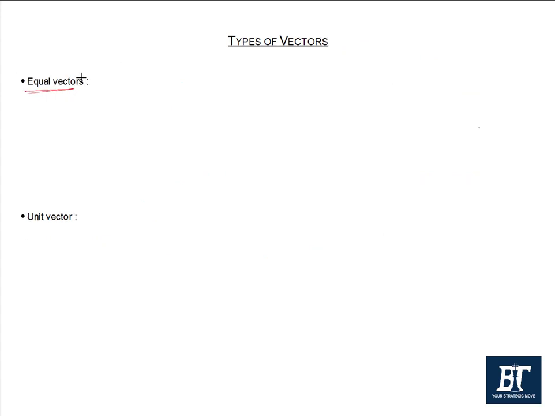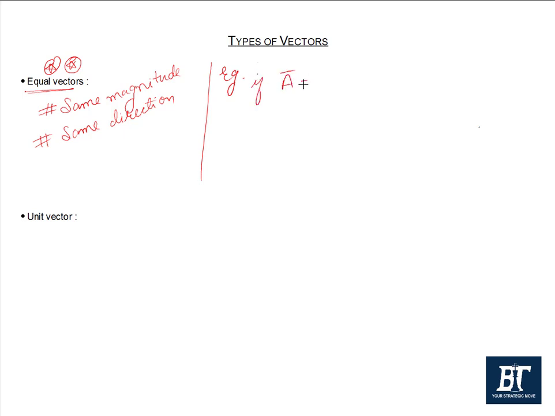Okay, so next type is equal vectors. This is very important for us. Two vectors are said to be equal vectors if they have the same magnitude as well as the same direction. So if vector A is equal to vector B, then their magnitudes should be the same and they should also point along the same direction. We will take another example.